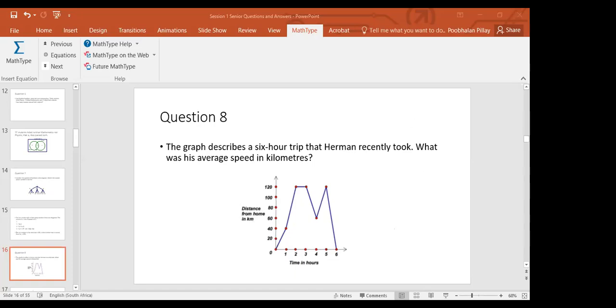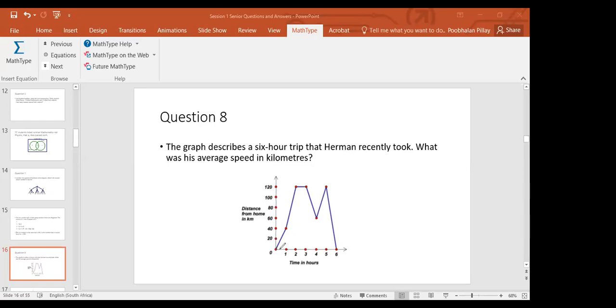Okay, now let's try to unpack this. What he's saying is that Herman recently took a trip, and he is calculating the distance he travels after different periods of time. As he starts from 0, he has not traveled at all. He said the distance is measured along the vertical and the time along the horizontal. At 0, he's still at home.